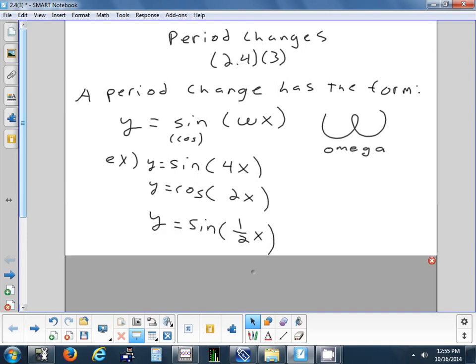And here's another one. Y equals sine 1/2 x. Does the second one say y equals cosine? Cosine 2x. Okay, so what I think we'll do is let's just list one of each type to make sure we know all 4 types.